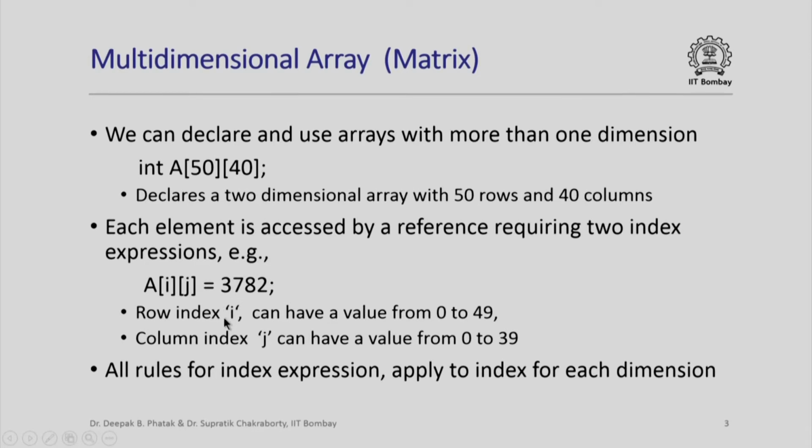We note that row index i can have a value from 0 to 49 because the size of the first dimension is 50. Similarly, the column index j can have a value from 0 to 39 because the column index can vary between 0 to 40 minus 1, which is 39. Naturally, all rules for index expression apply to the index for each dimension.